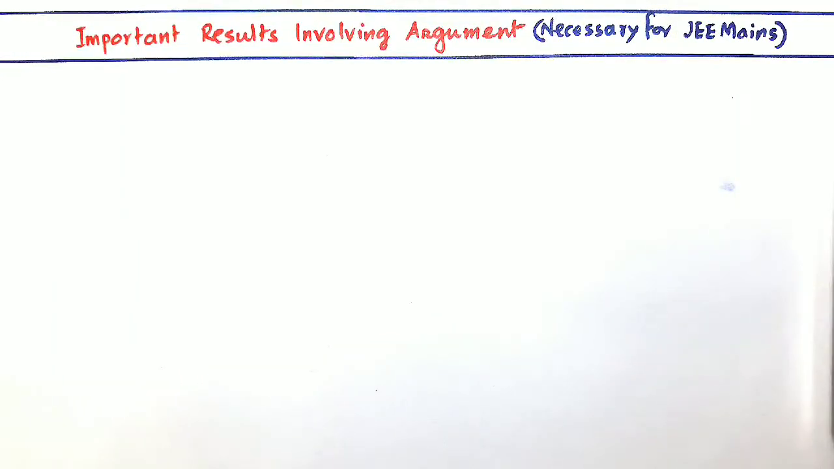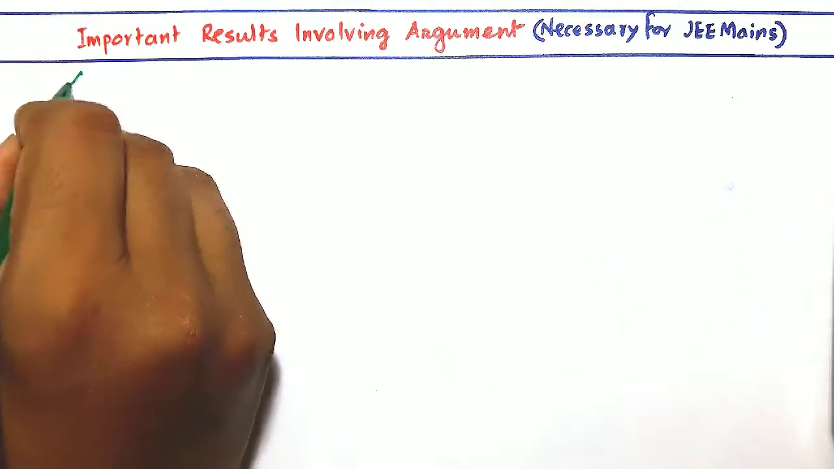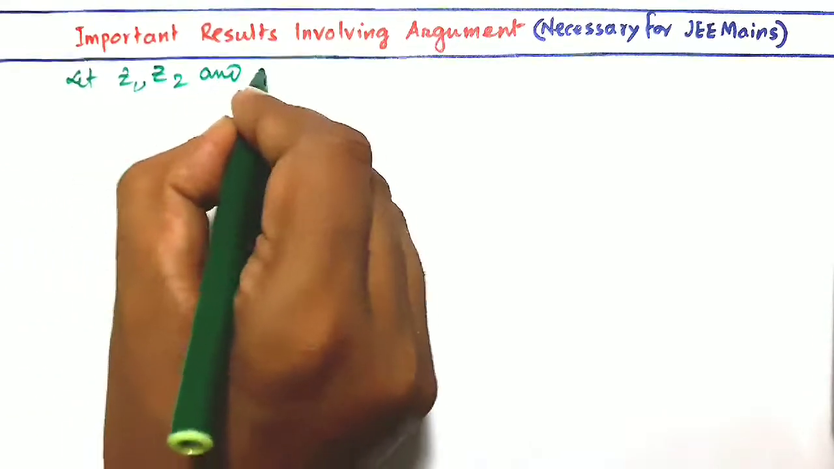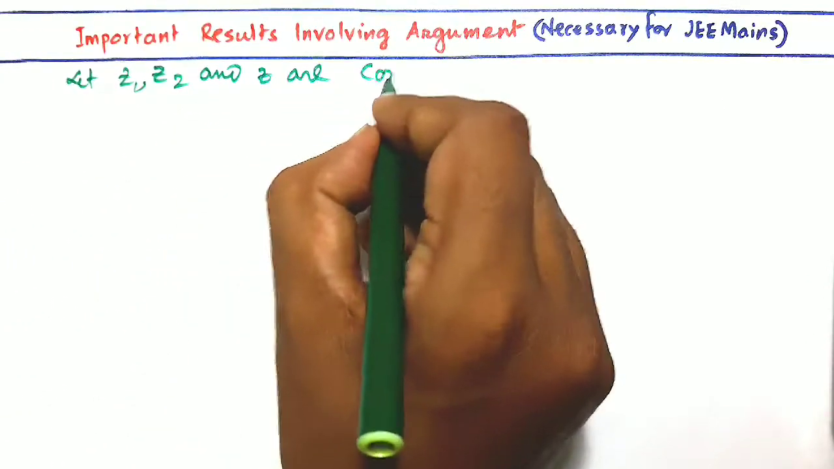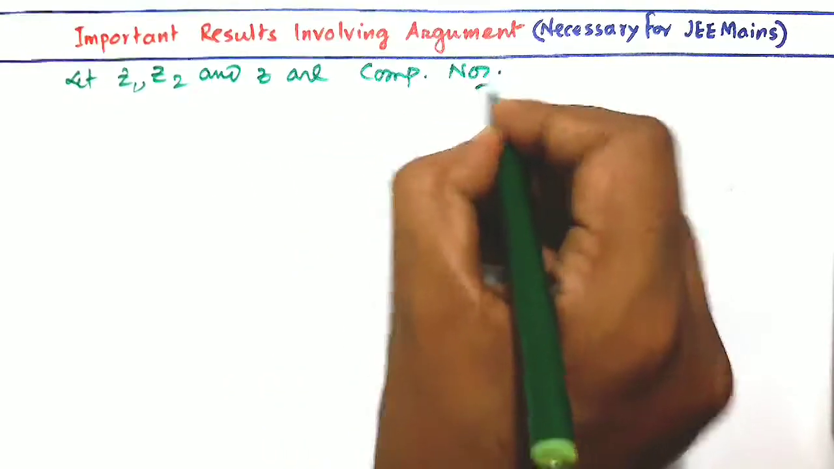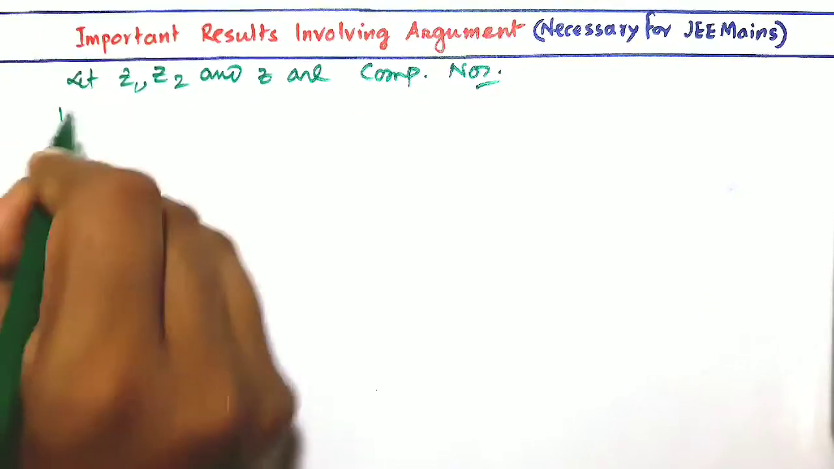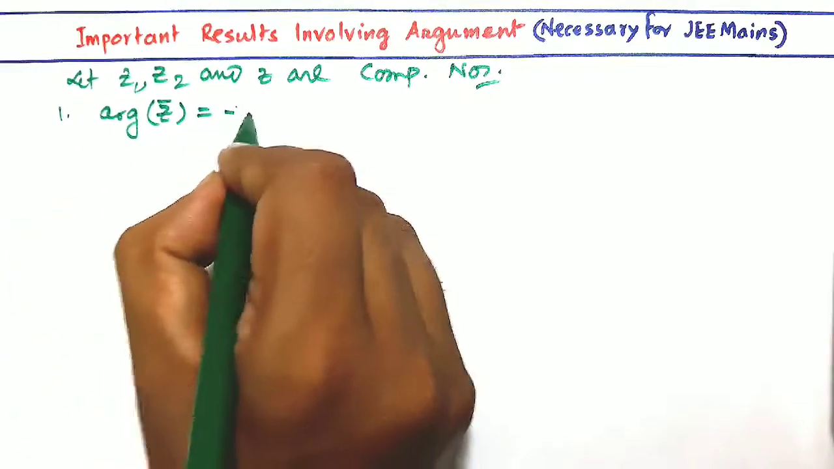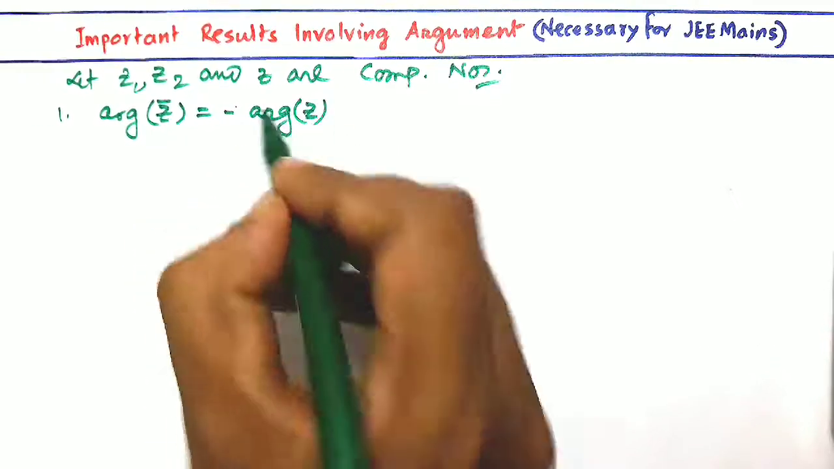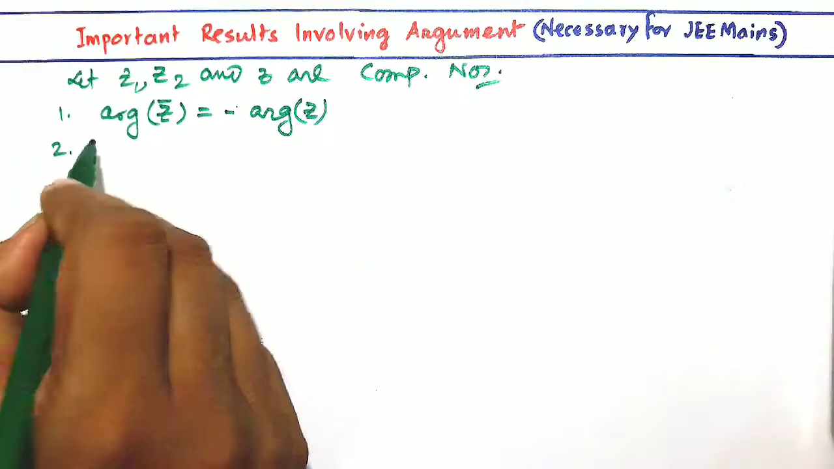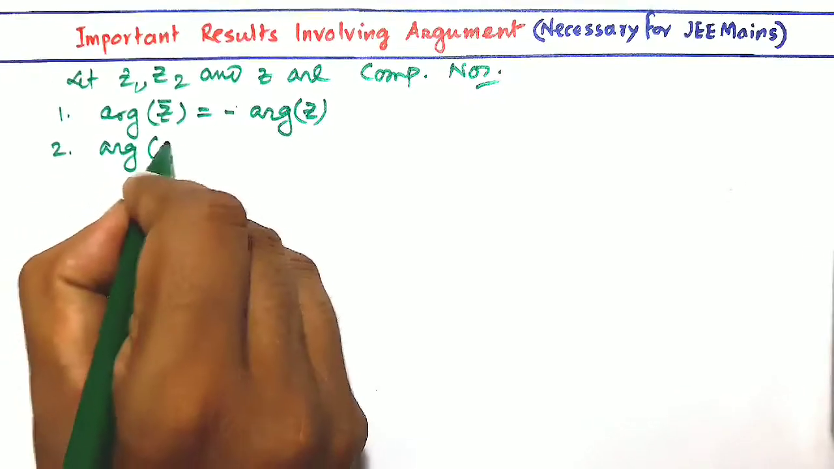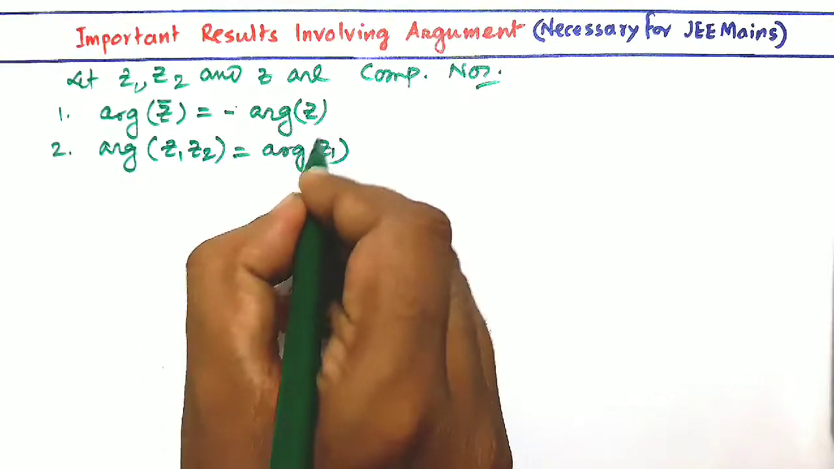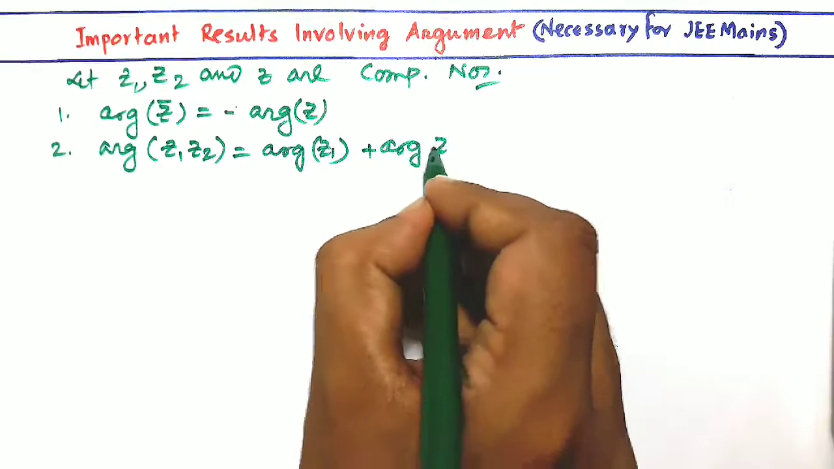Some important results involving arguments. Let Z1, Z2 and Z be three complex numbers. So friends, first of all we write arg of Z bar is equal to minus arg of Z. Second one is arg of Z1 into Z2 is equal to arg of Z1 plus arg of Z2.